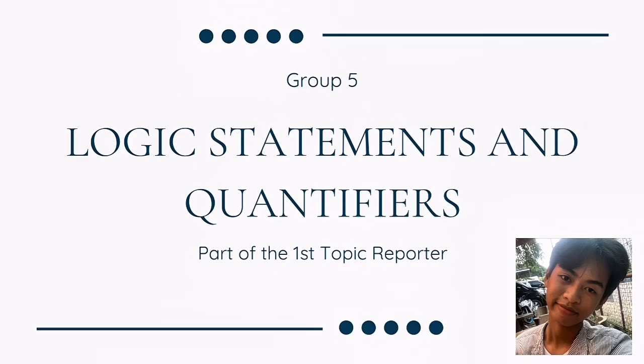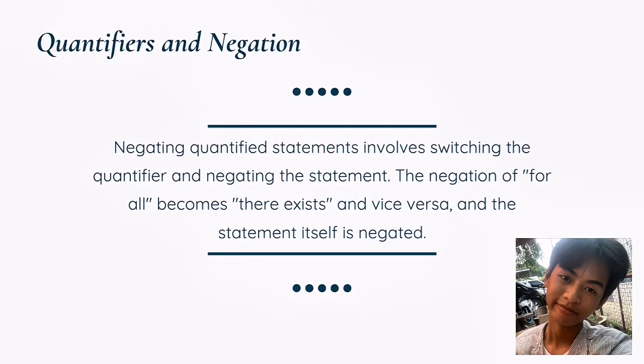Some topics about logic statements and quantifiers. What are quantifiers and negation? Negating quantified statements involves switching the quantifier and negating the statement. The negation of "for all" becomes "there exists" and vice versa, and the statement itself is being negated.